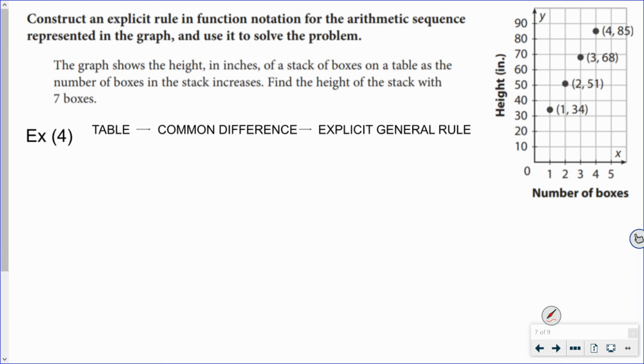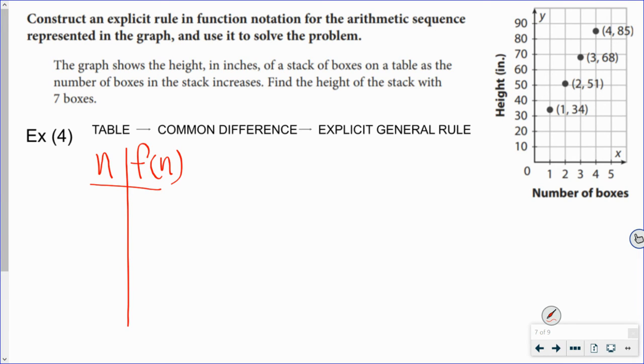So we've got it as a graph, and it says this graph shows the height in inches of a stack of boxes on a table as the number of boxes in the stack increases. Find the height of the stack with 7 boxes. Okay, so the first thing I'm going to do is I'm going to create a table. And as you remember, I like a T-chart a little better. So it's N and F of N.